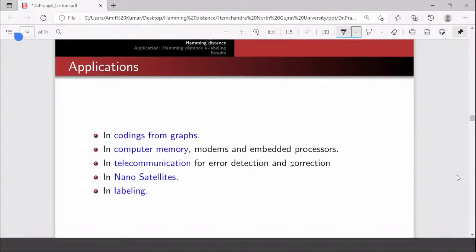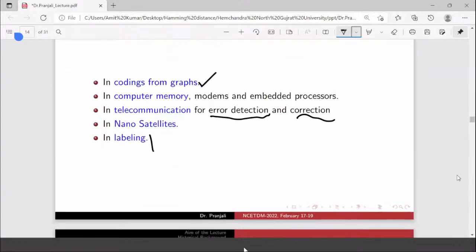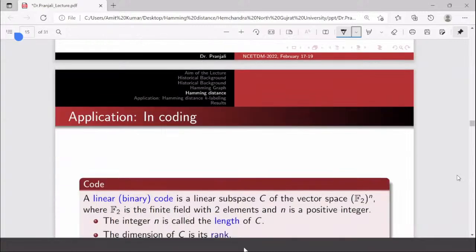Now, there are several applications of this Hamming distance. First of all, in coding, where codes are obtained from graphs. In computer memory, where modems and embedded processors are involved. In telecommunication, for error detection and correction, even in nano satellites, and it is used in labeling. So let us have a glimpse of the application in coding.